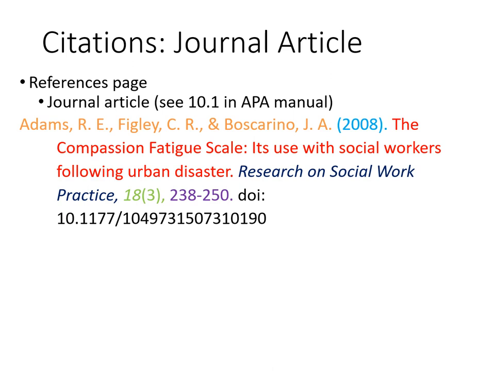The title of the article is The Compassion Fatigue Scale: Its Use with Social Workers Following Urban Disaster. The name of the journal is Research on Social Work Practice. This would be like the Journal of Social Work Education that we saw earlier. The volume number is 18 and the issue number is 3, and it can be found on pages 238 through 250, and it has the DOI number.